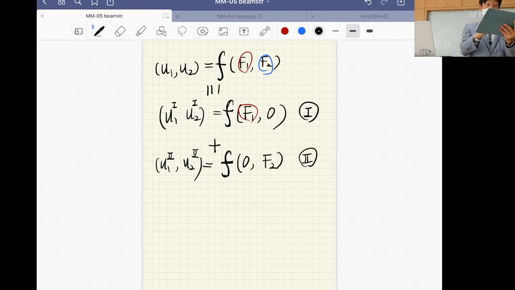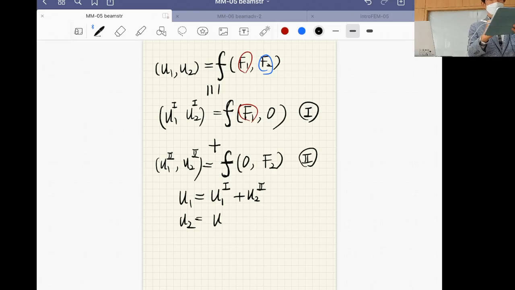Then the overall response, because of the principle of superposition, u1 is equal to u1 from system 1 plus u1 from system 2. That's the principle of superposition. Is it clear? And u2 also: u2 from system 1 plus u2 from system 2. And here I consider only the nodal displacement. Instead of nodal displacement, you can consider stress, or if you are interested in strain, it's the same. This is the principle of superposition.